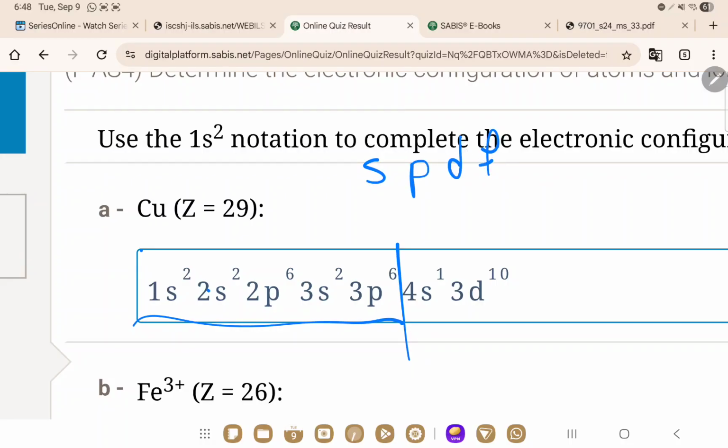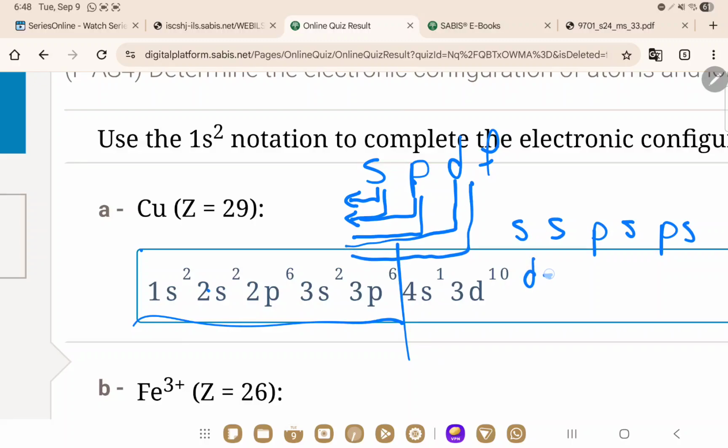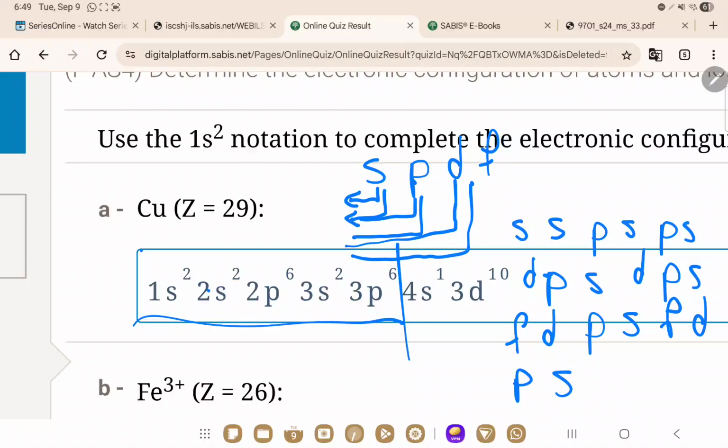SPDF backwards method. What does this mean? This means you go backwards twice each time. So our letters will be S, then P, so you go backwards. So P, S, P, S. And then DPS, DPS twice. Then FDPS, FDPS. And that's how you write them. This is the entire thing. For the entire periodic table, this is how it's written.